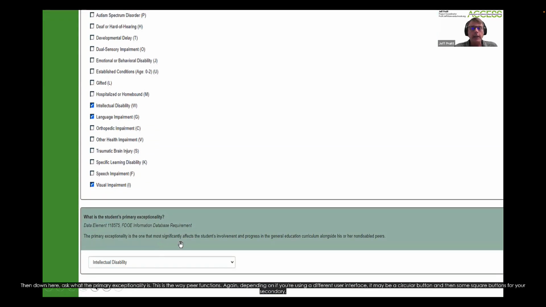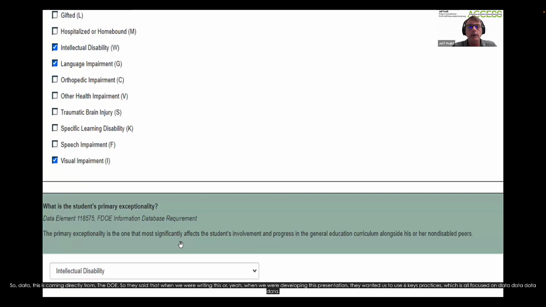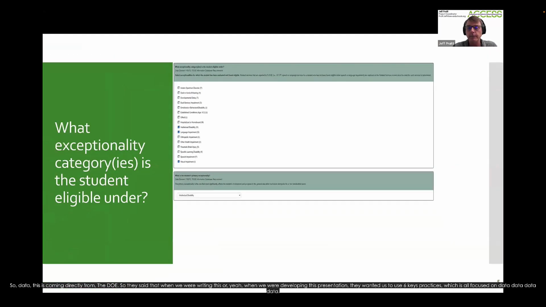Then down here, it asks what the primary exceptionality is. This is the way PEER functions. Again, depending on if you're using a different user interface, it may be a circular button and then some square buttons for your secondary exceptionality.